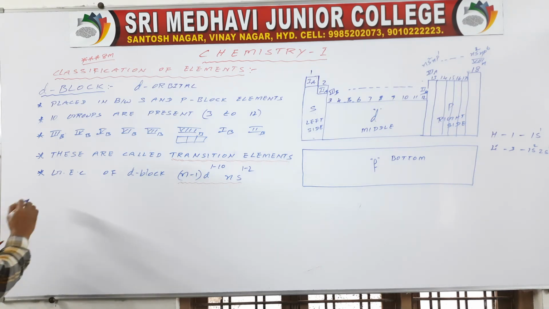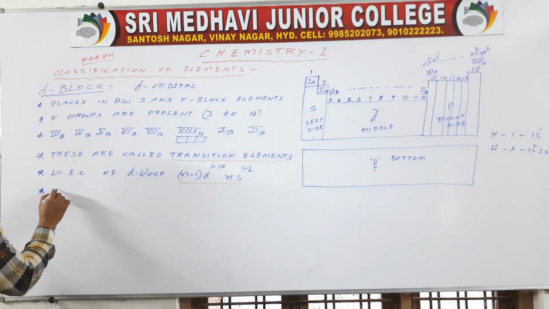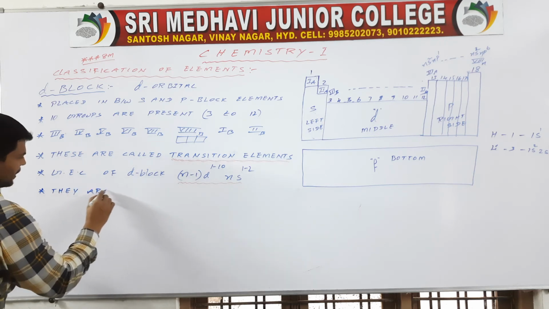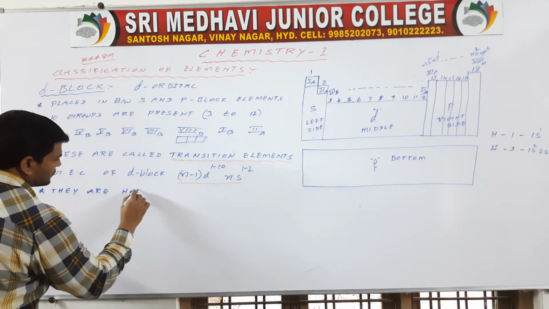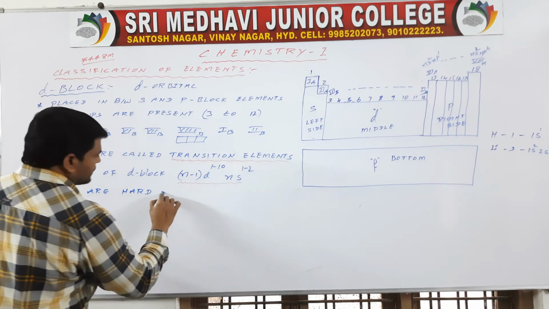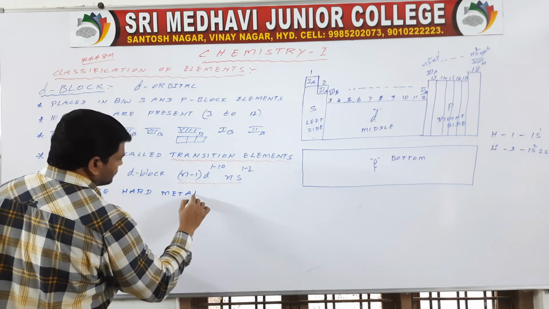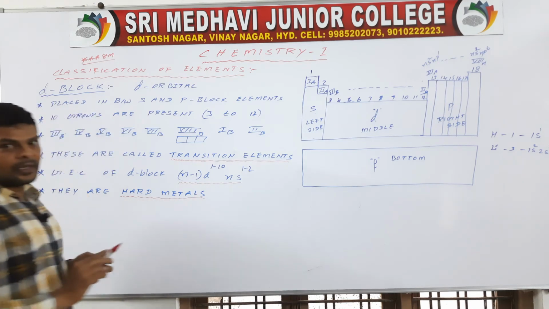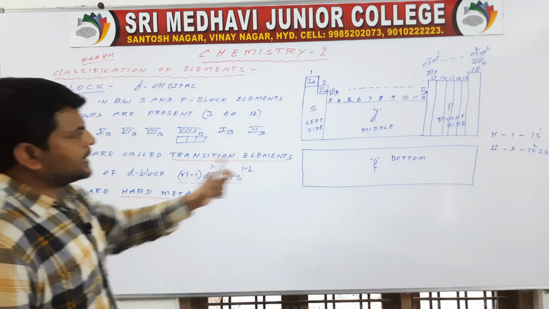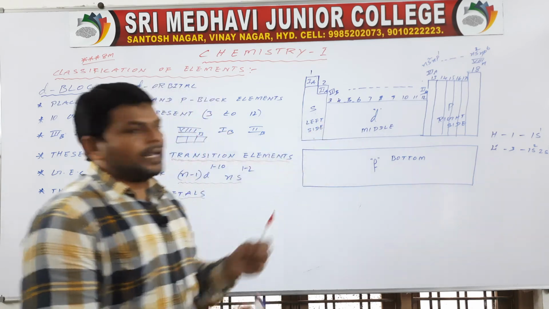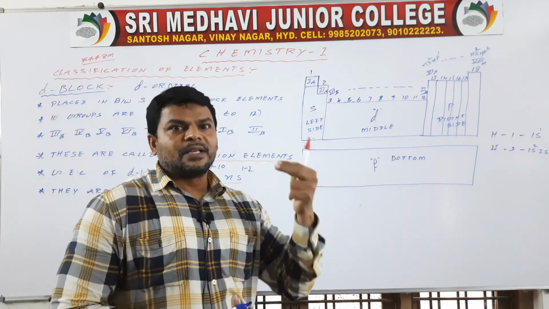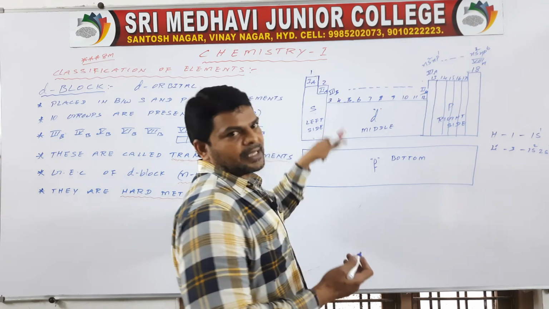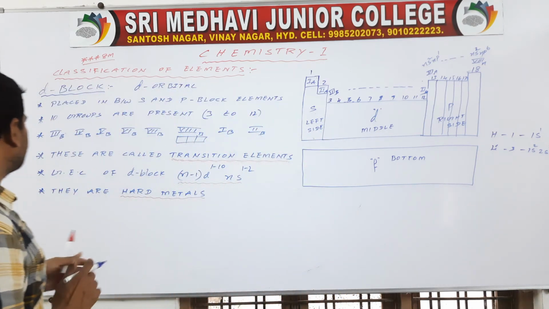Next, they are hard metals. Okay, this you have to know, hard metals. Next, they are in 3 series: 3D, 4D, 5D, 6D.